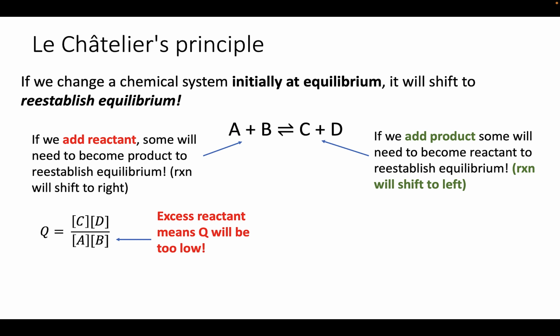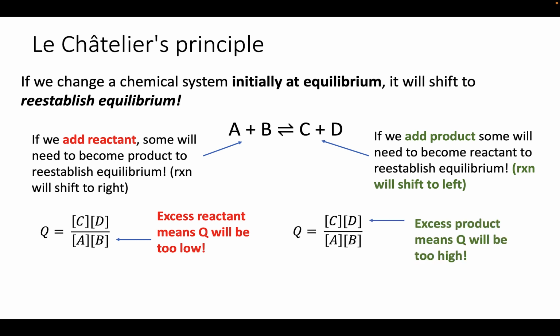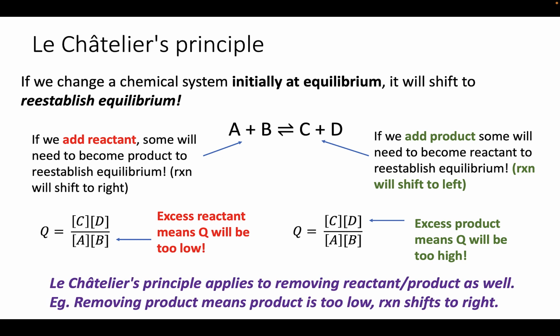We can look at this in terms of Q as well, right? Adding reactant means that Q is going to be too low, right? We're increasing the denominator of this expression, which means that Q is going to drop below K, and again, we're going to see a need to shift to the right, too many reactants. If we add product, this means Q is going to be too high, and we're going to need to shift to the left. And this is a really important qualitative thing to know about equilibrium reactions, just the fact that if we apply a stress to a system that is at equilibrium, it will respond in a certain way, and this we call in chemistry Le Chatelier's principle.